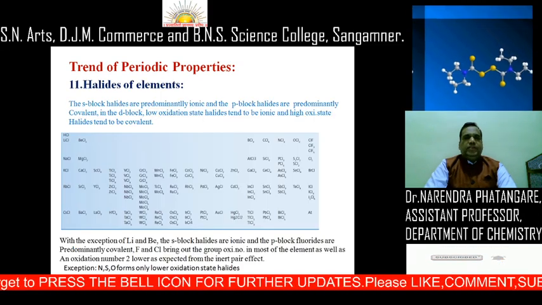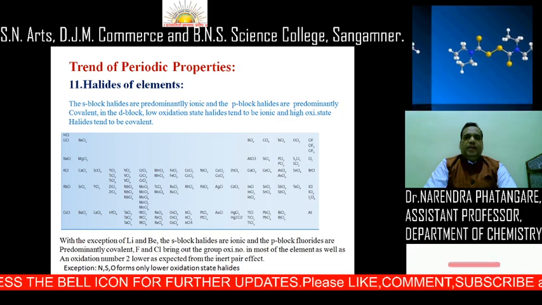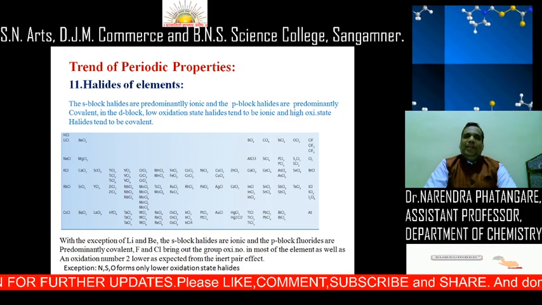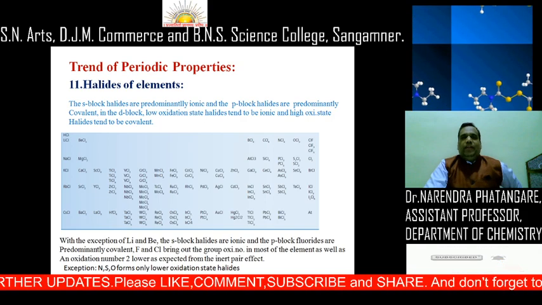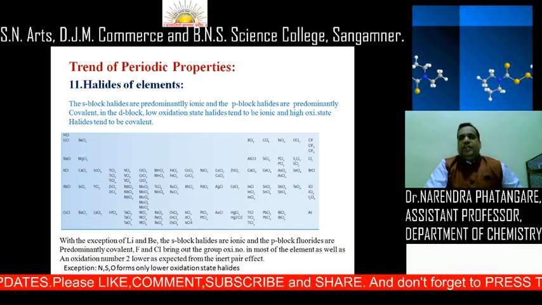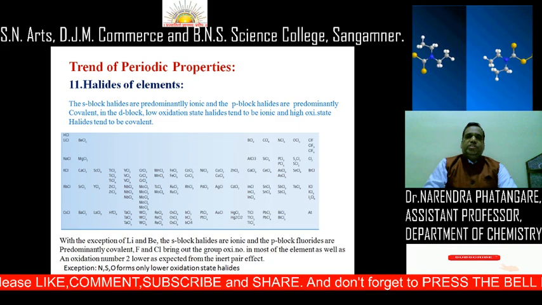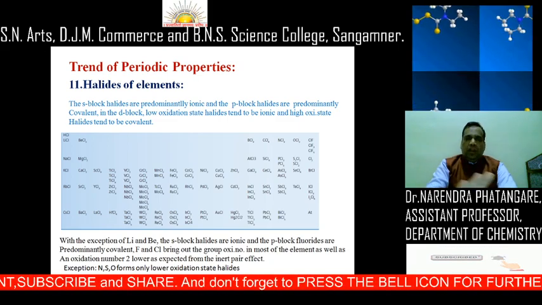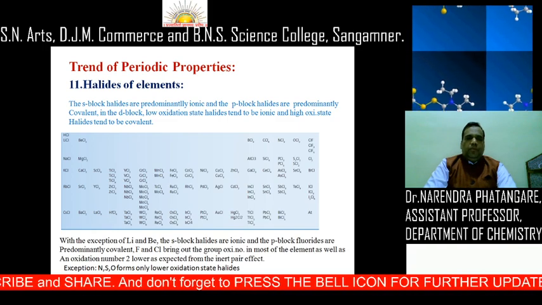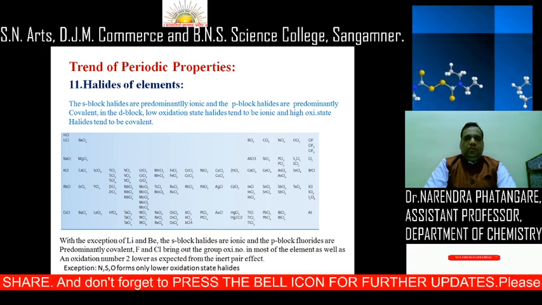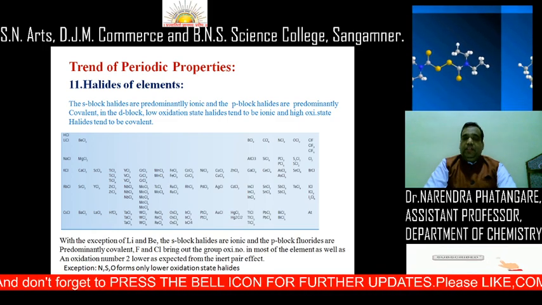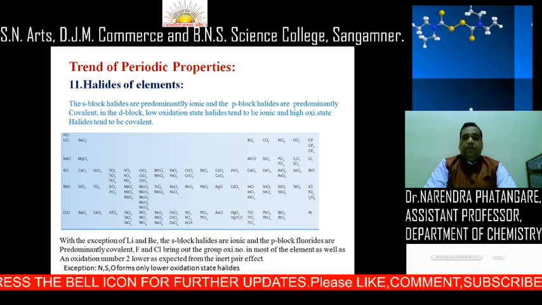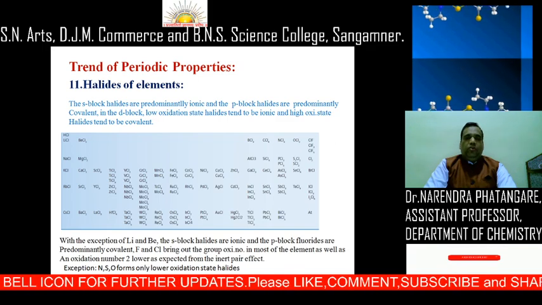Next is the halides of elements. The s block halides are predominantly ionic in nature, while p block halides are predominantly covalent in nature, and in d block elements, low oxidation state halides tend to be ionic and high oxidation state halides tend to be covalent. These are the different halides of the whole periodic table, with some exceptions like lithium and barium. The s block halides are ionic and p block fluorides are predominantly covalent.